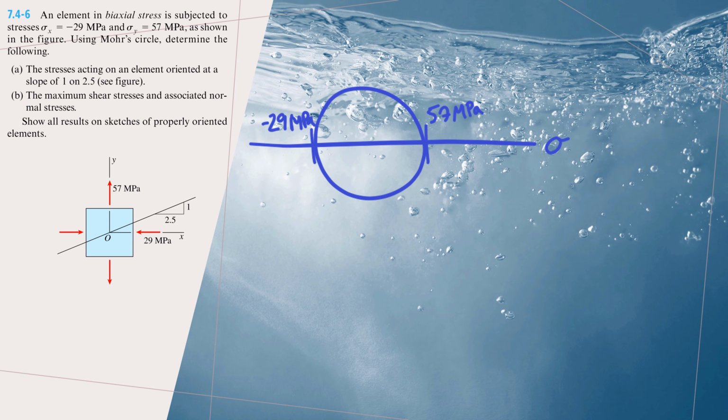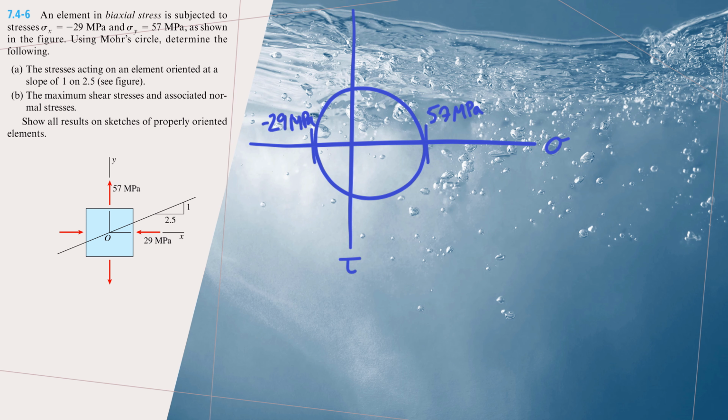My tau axis has to go through sigma equals 0, so I can now draw that, and that will be roughly where it is. We don't need to measure it out exactly, but as long as we have a decent location for it, then our math will work out fine.